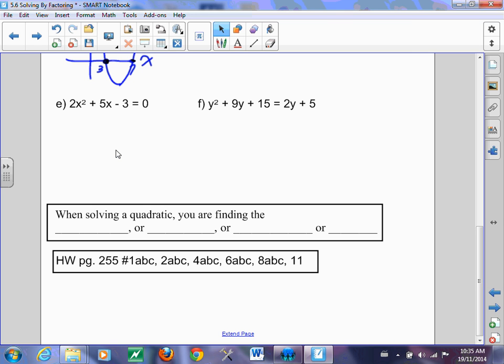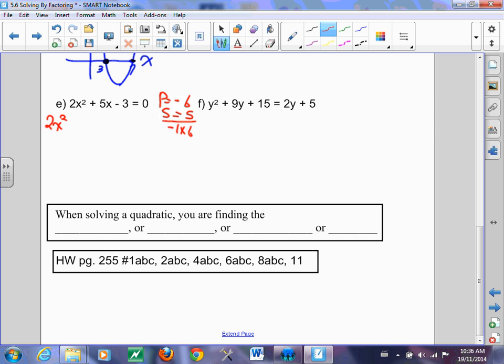All right, so taking a look at E, we've got a decomposition. So product equals a times c, so that's negative 6. And our sum equals 5. Okay, so what two values do we have there? Hopefully you got negative 1 times 6. So you're going to split the middle term. You're going to have 2x squared, leave that one the same, plus 6x. I always try to keep the positives together, and then I'm going to put minus 1x minus 3 equals 0.